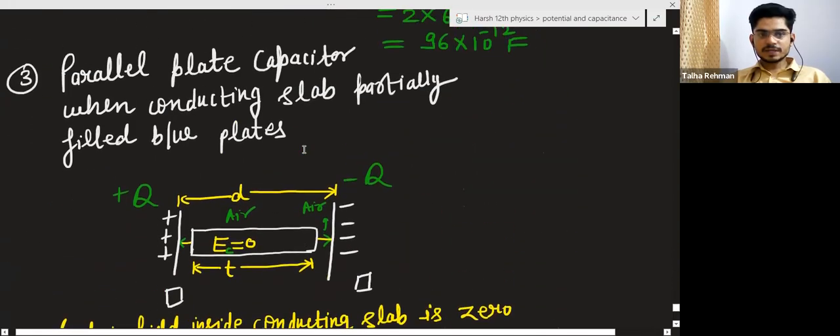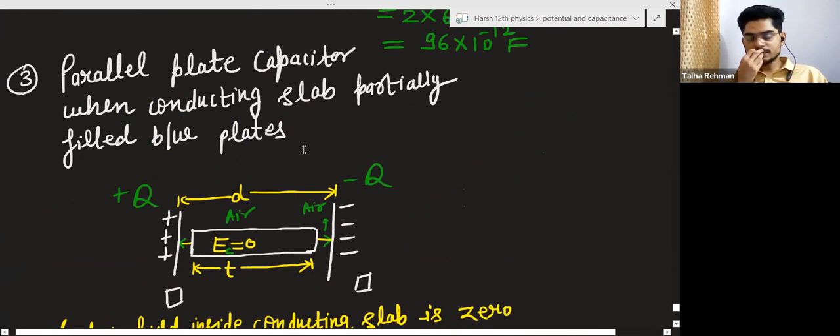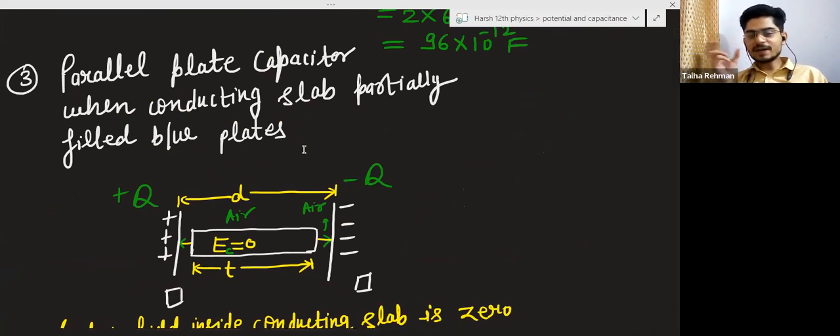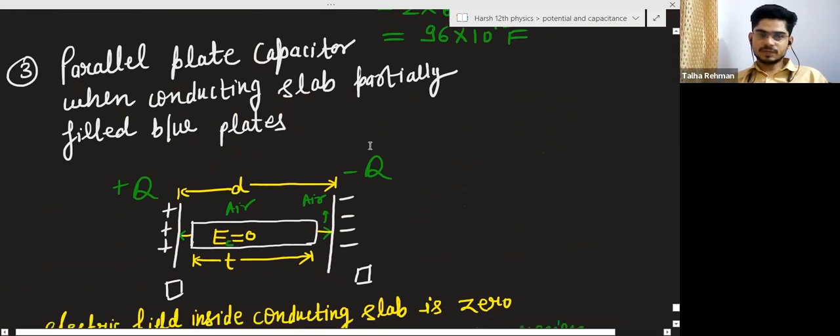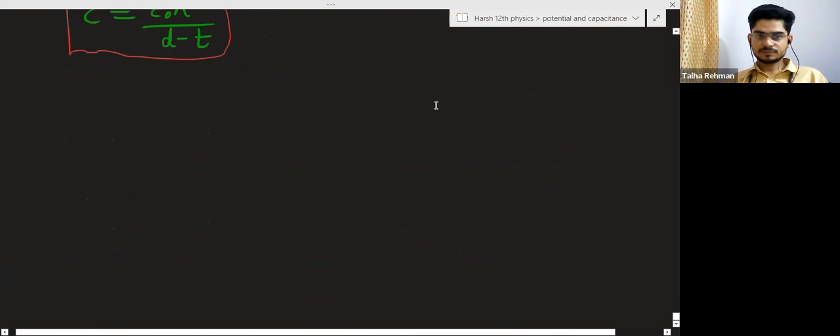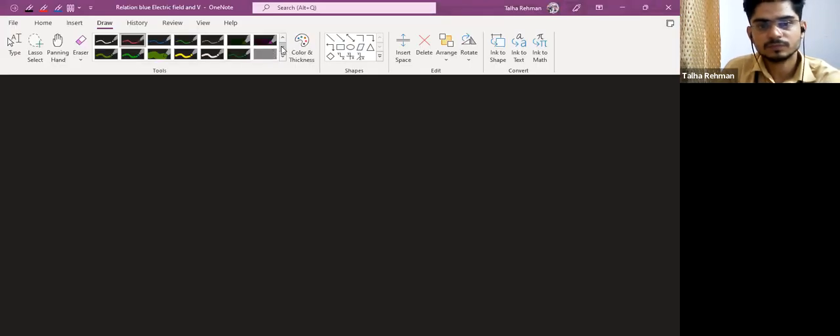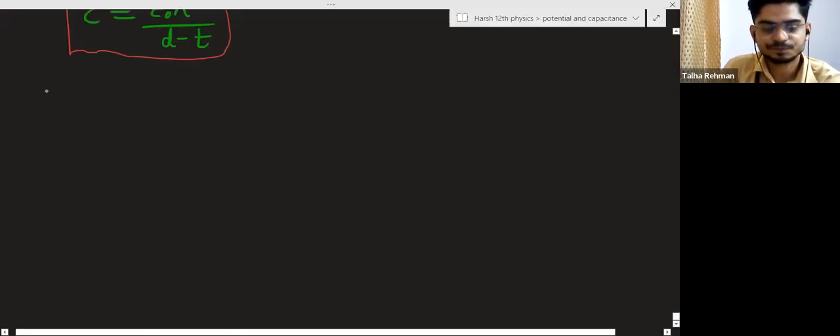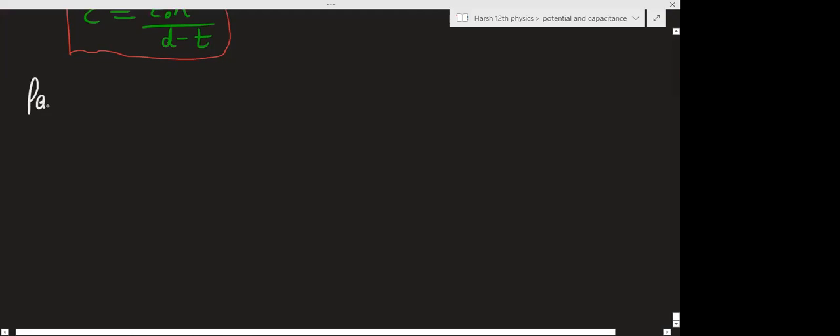In the third case, we have calculated the capacitance when there is a conducting slab of thickness T placed in between the plates of the capacitor. Now there is one last case. Am I audible, Harsh? Yes, sir. Okay.